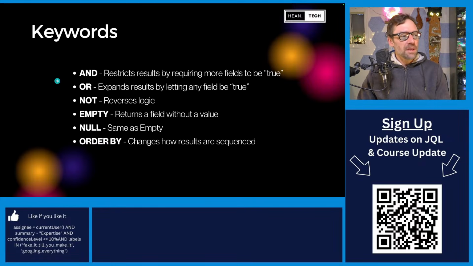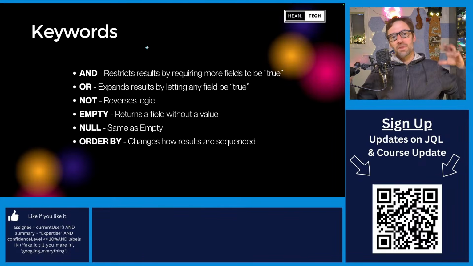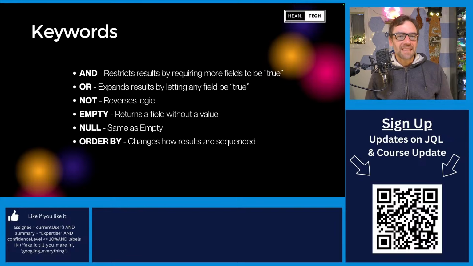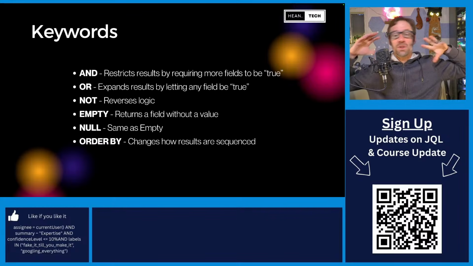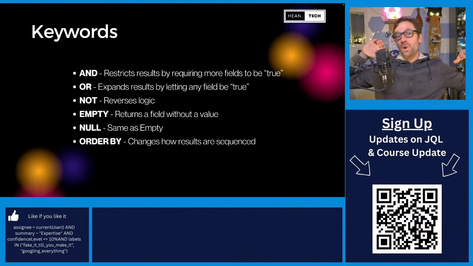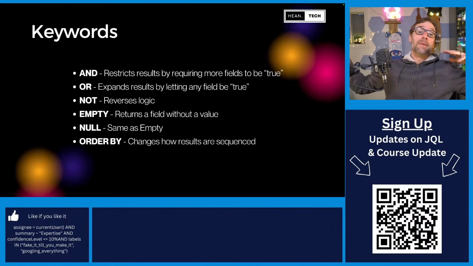The two that I use the most are and, or, followed by order by. And will restrict the number of results because multiple things have to be true. For example, if I say reporter equals Robert Hean and the priority is high, that's going to be a smaller list of tickets than just reporter equals Robert Hean. It throws away all the ones where the priority is not high.